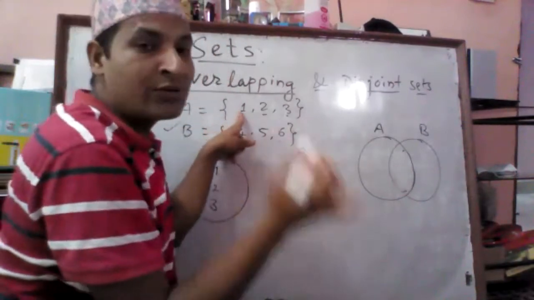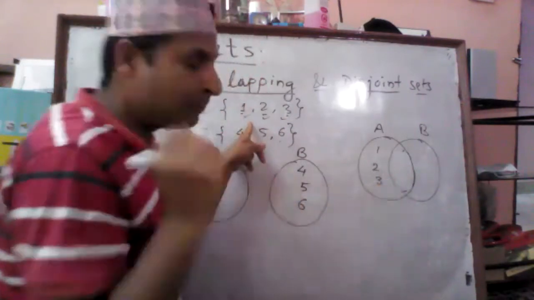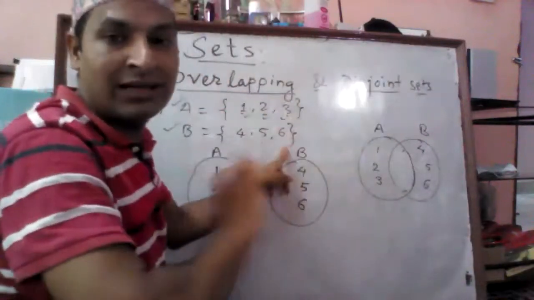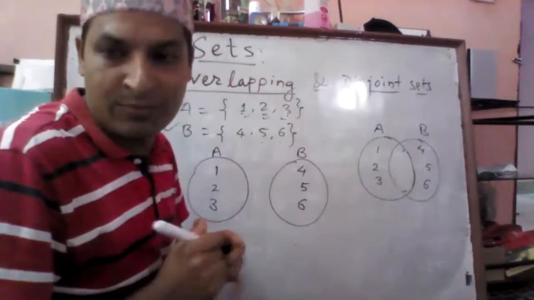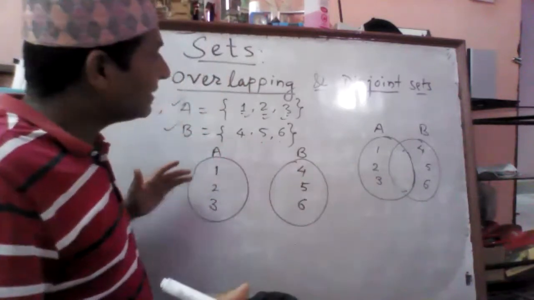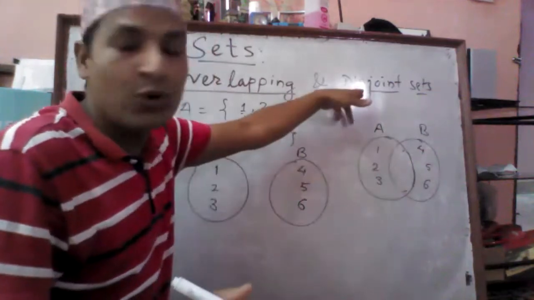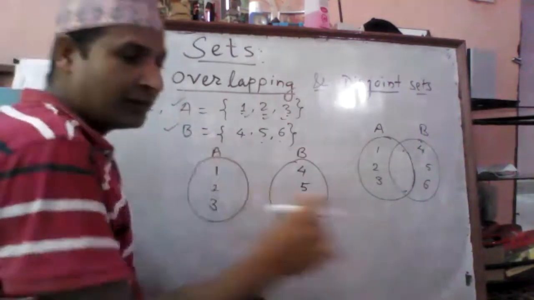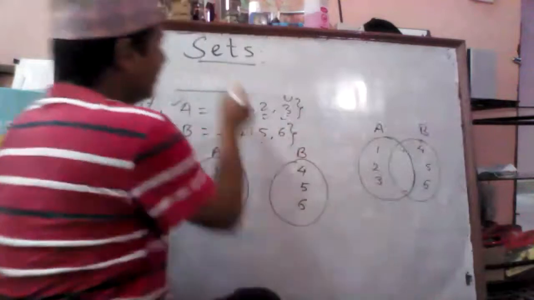And so where do we write these elements? 1, 2, 3 here on the side of set A only, and 4, 5, 6 in the part of set B only. Like this, we can put the elements in the sets. So this is how we represent the disjoint sets. We are learning about disjoint sets.